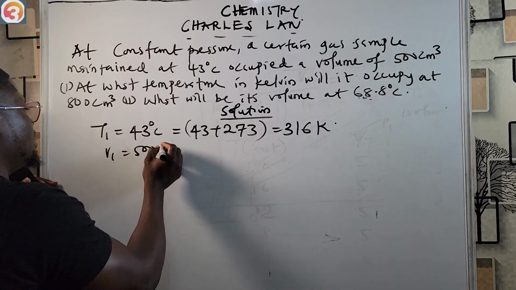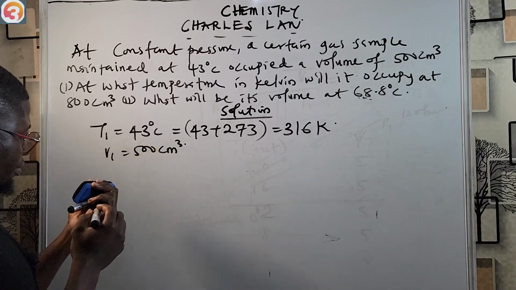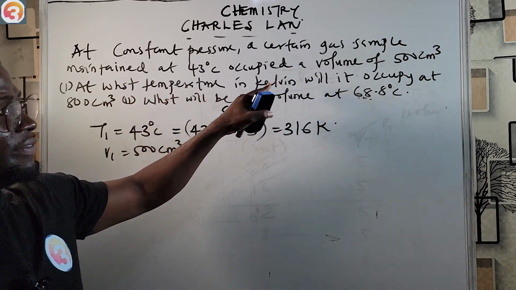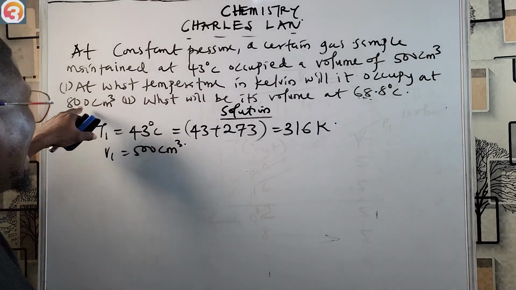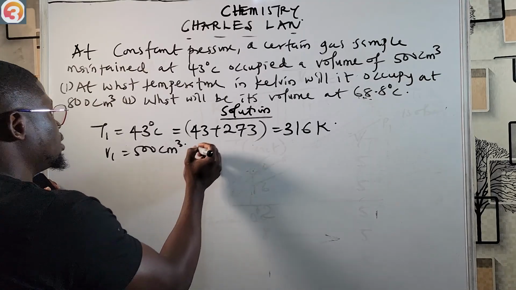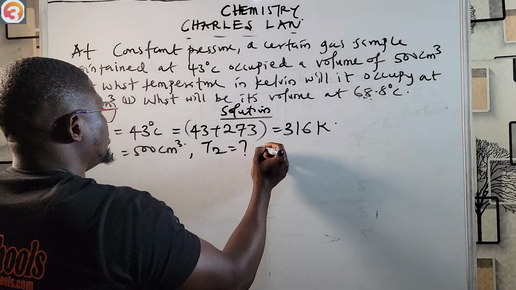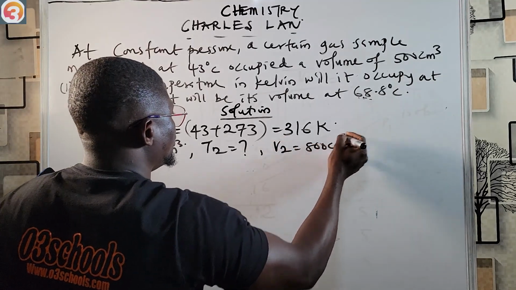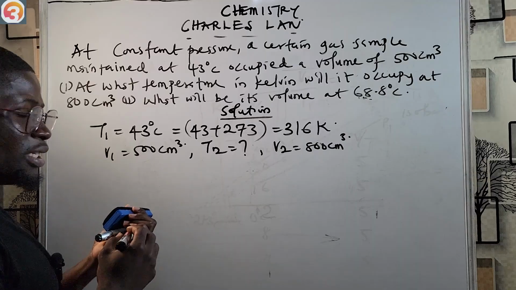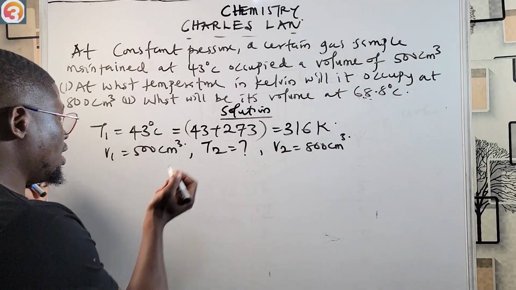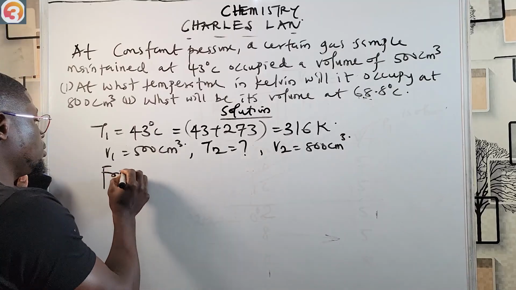V1 is 500 centimeter cube. The question says, at what temperature in Kelvin will it occupy 800 cm cube? So we're looking for T2. T2 is unknown, but V2 is given as 800 centimeter cube. That means we can now use our formula from Charles' law to solve for T2.